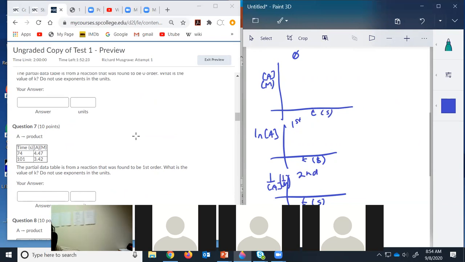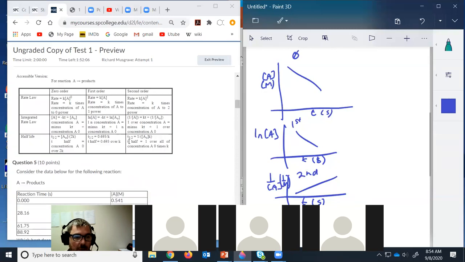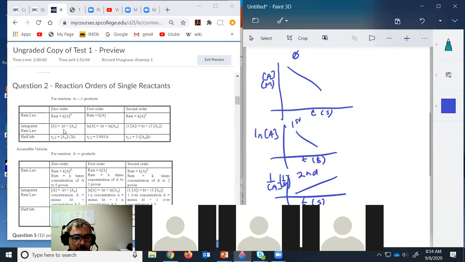Now, in each instance, the straight lines are going to look like this. They're going to have a negative slope for the 0 order, a negative slope for the first, and a positive slope for the second. And again, we know that from these slopes here, negative k, positive k.